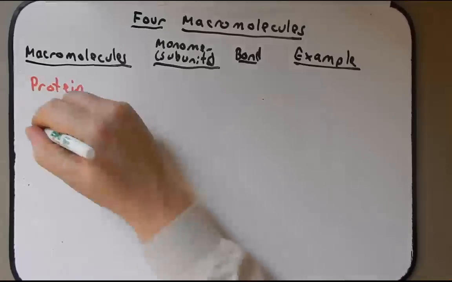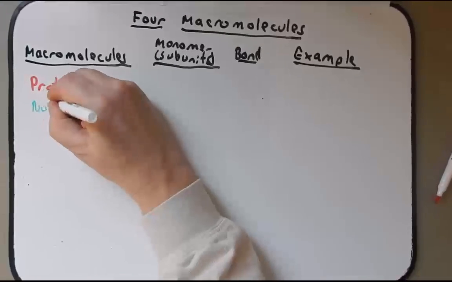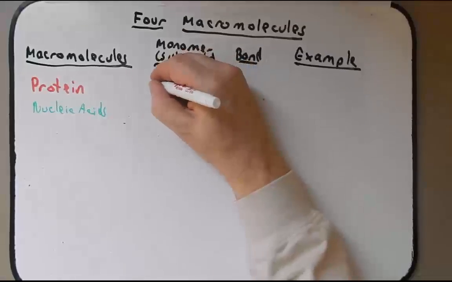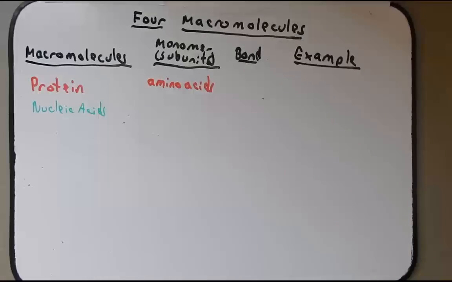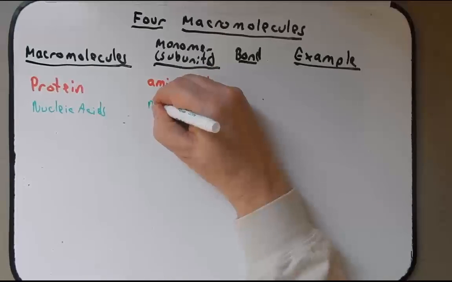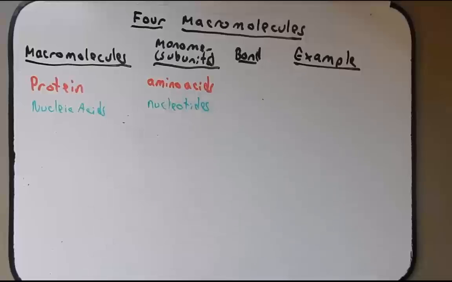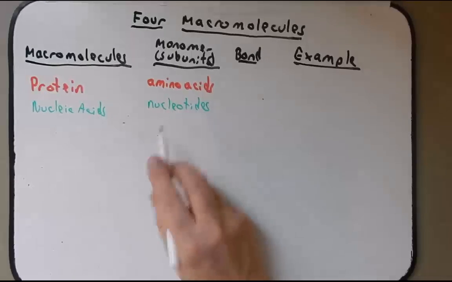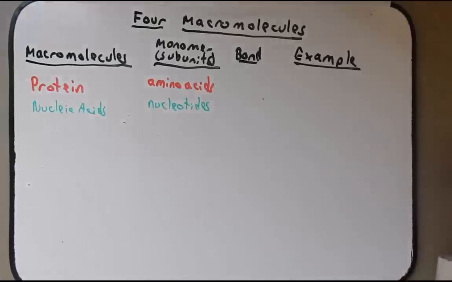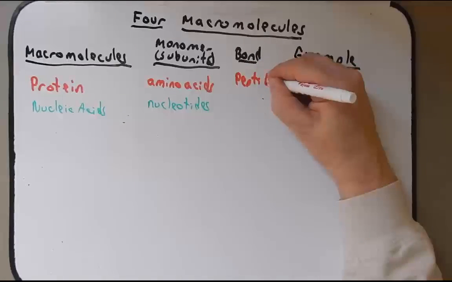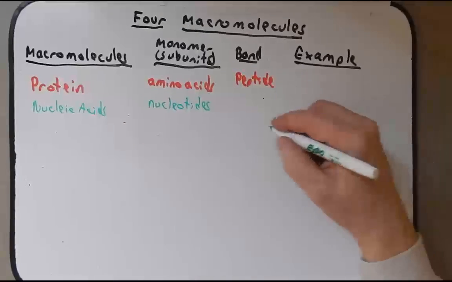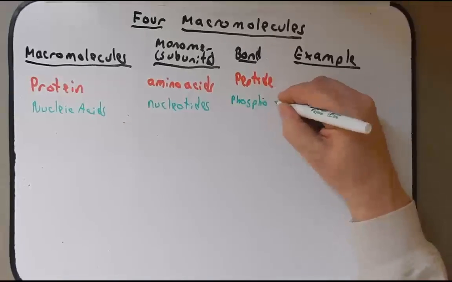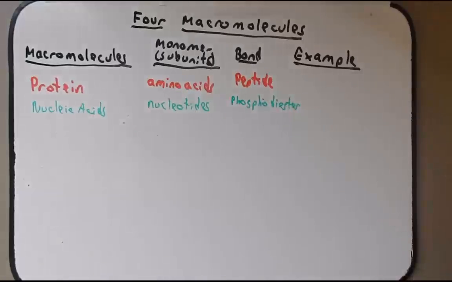So proteins and nucleic acids. The subunit of a protein, as we've already learned, those are amino acids. And the subunit of nucleic acids are nucleotides. Remember, there are 20 amino acids, and then we have 5 nucleotides. The bond that holds amino acids together are called peptide bonds, and then the bond that holds nucleotides together to form the nucleic acids are called phosphodiester bonds.